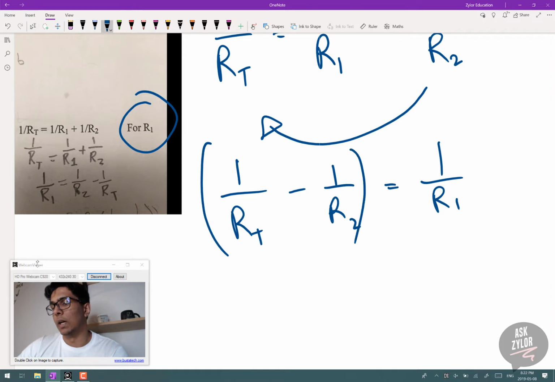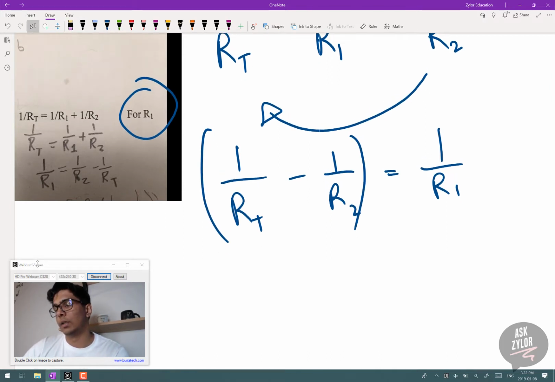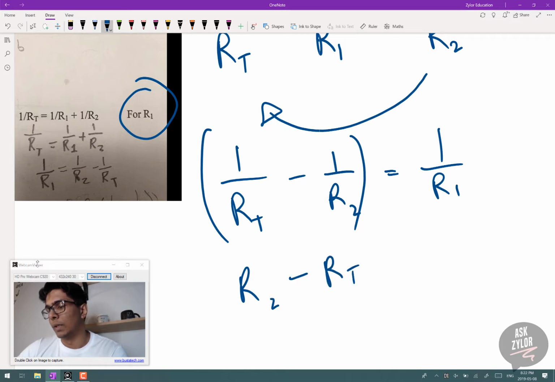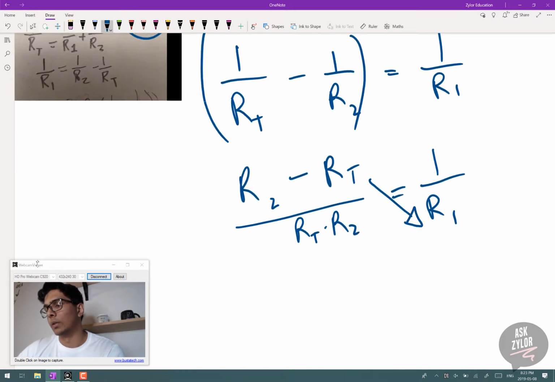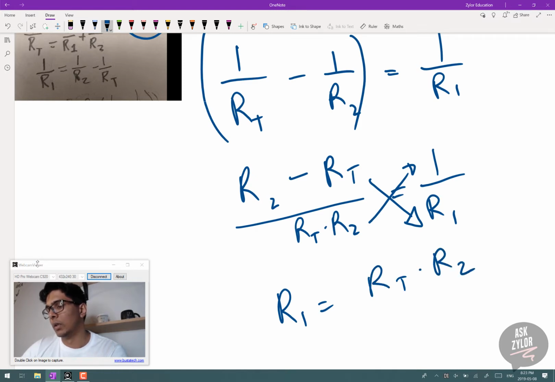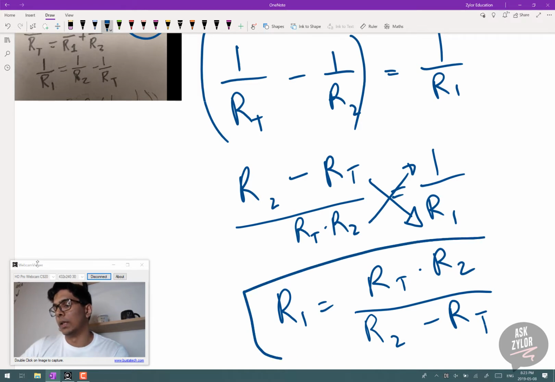Next step is I have these two terms. I'm going to find the common denominators, so I'm going to multiply the left side by R2 and multiply the right side by RT to give me RT times R2 is equal to 1 over R1. Okay, so at this point we can just do cross multiplication. So we can bring R1 to the top. So I have R1 is equal to, I bring the denominator to the top on the other side, so I have RT times R2, and then bring the numerator to the bottom on the other side, so I have R2 minus RT. So that's what I end up with.